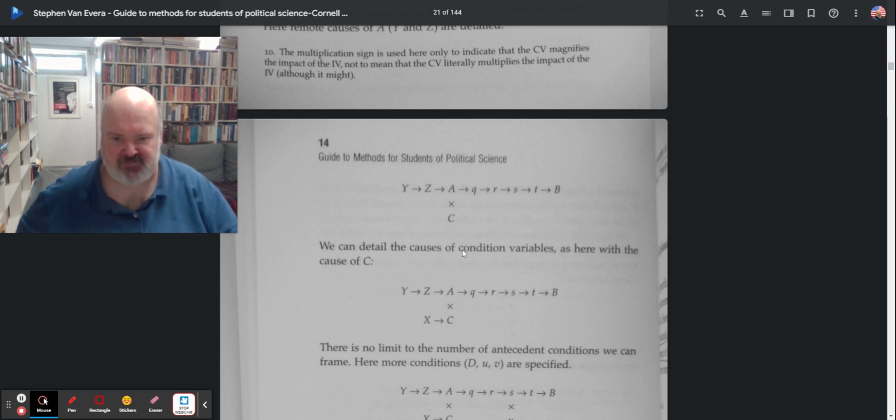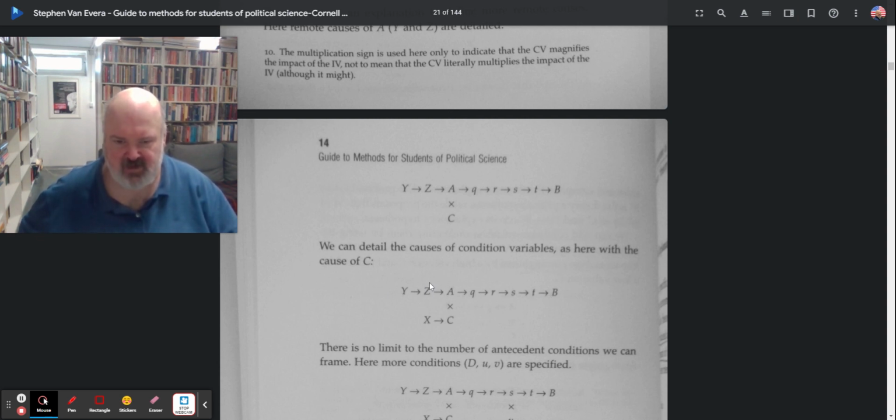We can detail the causes of the conditional variable here, with this cause of C. So here X causes C, but C impacts Y, Y causes Z and Z causes A. But C is the conditional variable impacting A, which then in turn causes small q, which in turn causes small r, which in turn causes small s, which in turn causes small t.